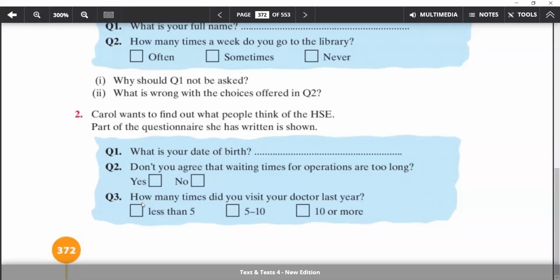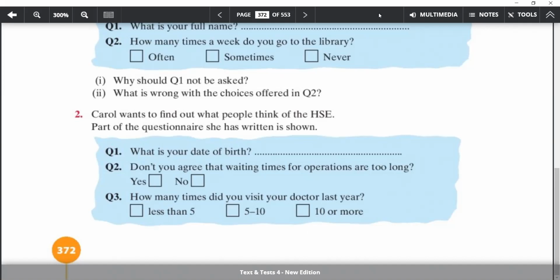Something like that. How many times did you visit your doctor in the last year? Less than 5, 5 to 10, 10 or more. That is a bit vague. I think most people will be checking the less than 5 box. So a better answer there might be 0, 1 to 3 times, 3 to 6, 6 to 9, something like that. 9 or more or 10 or more is important to have, because some people might be going to the doctor quite a lot.